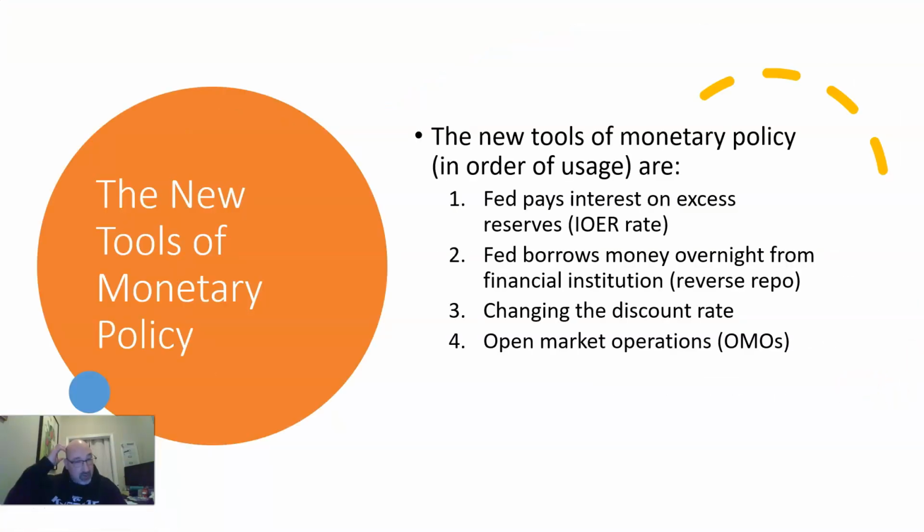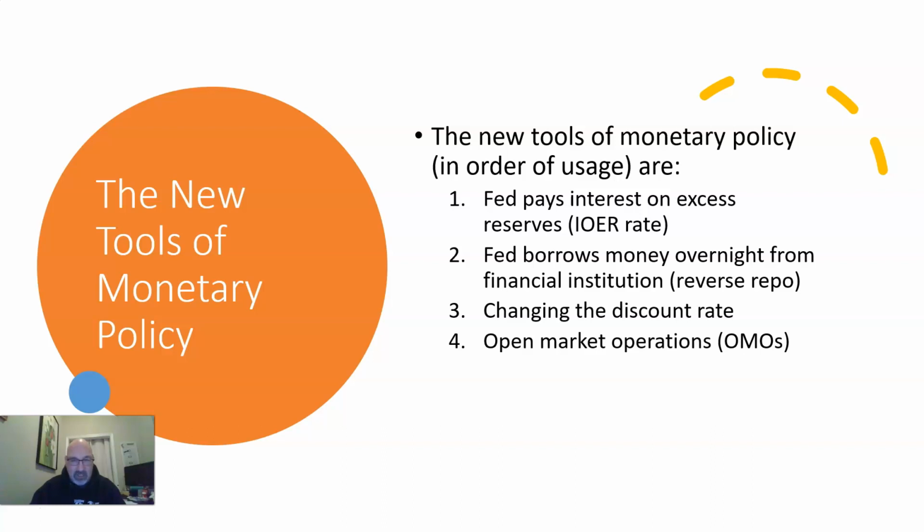Let's look at it. So, the new tools of monetary policy in the order that they are used now. Before '08, the primary tool was open market operations. That is now the least used tool. So, it fell out of favor, first to worst, basically, if you want to look at it that way. Now, the most used tool is the Fed pays interest on excess reserves, what we call the IOER rate, the interest on excess reserves rate.